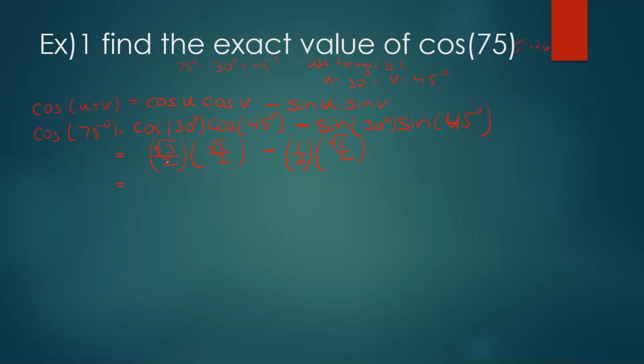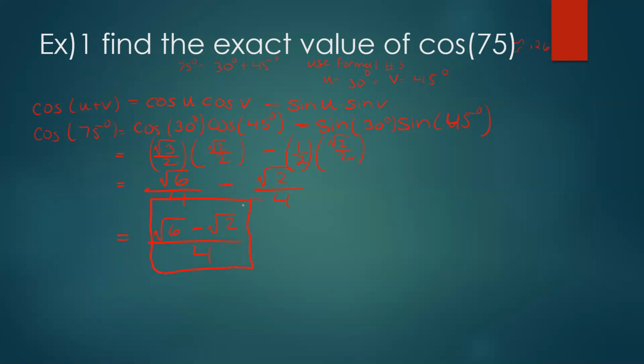Okay, go ahead and simplify. Radical 3 times radical 2 is radical 6, over 2 times 2 is 4, minus 1 times radical 2 is radical 2, all over 4. So when you simplify this, it's radical 6 minus radical 2 all over 4. So this is your final answer.